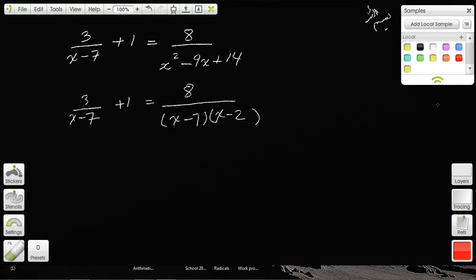Now I can get rid of the denominators, right? So what do I multiply the whole thing by, Amar? What do I multiply both sides by? x minus 7. And x minus 2. Very good. Do you see that? Every denominator has to be represented.